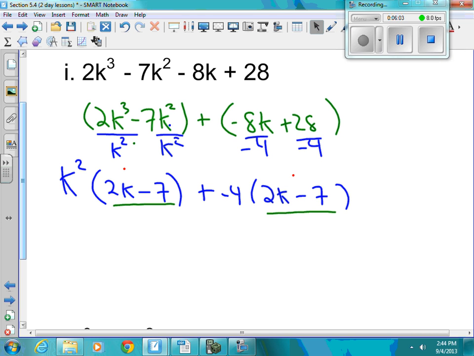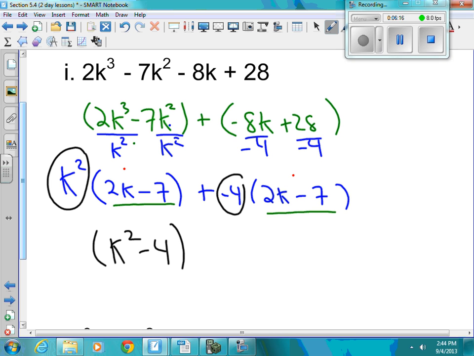So we take these values that are outside the parentheses, negative 4 and k squared, and they're going to be my first group: k squared plus a negative 4, or k squared minus 4. Then this common term here, 2k minus 7, that's my second grouping. And you're saying to yourself, why is it 2k minus 7 and not squared? There's two of them. Well, if you put 2k minus 7 squared and multiply it back out, you're not going to get what you started with.